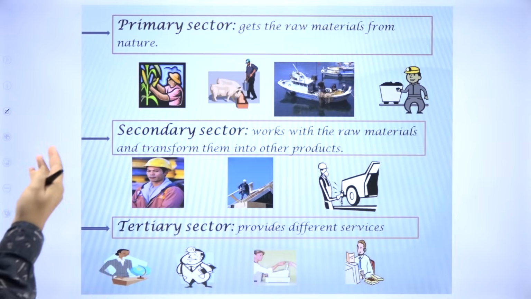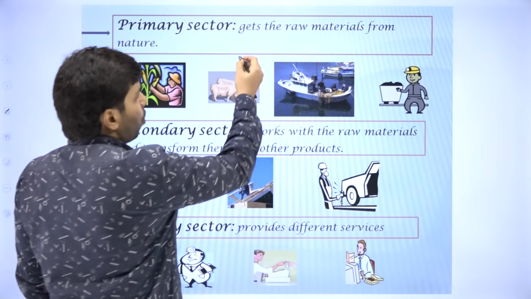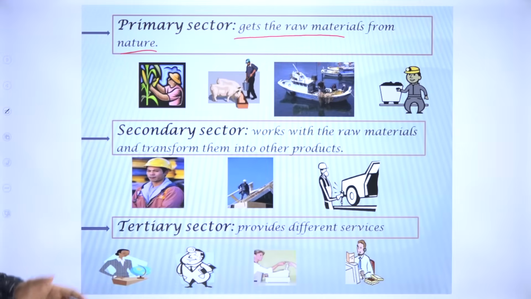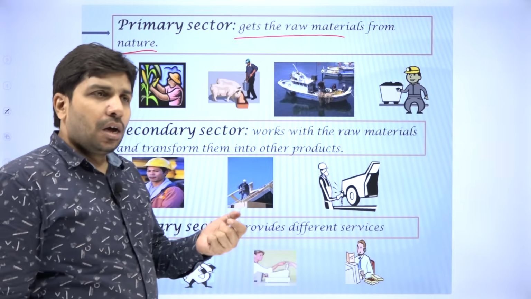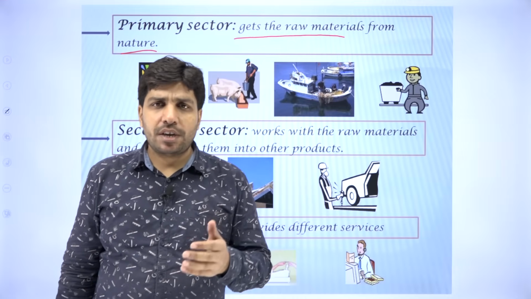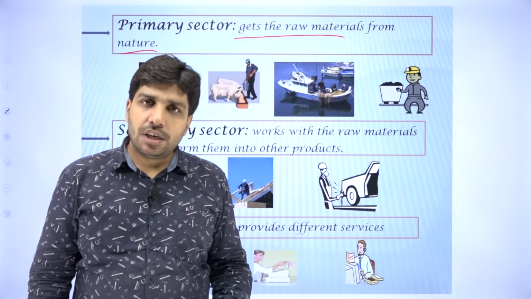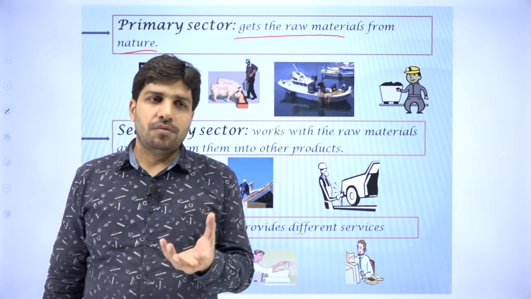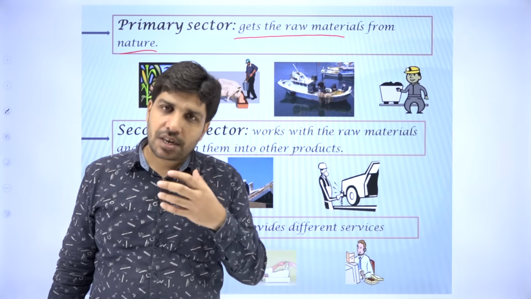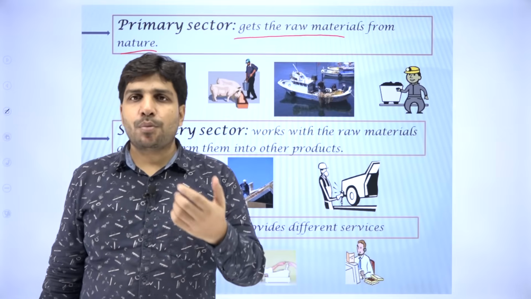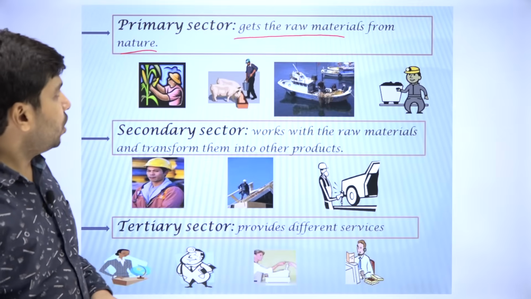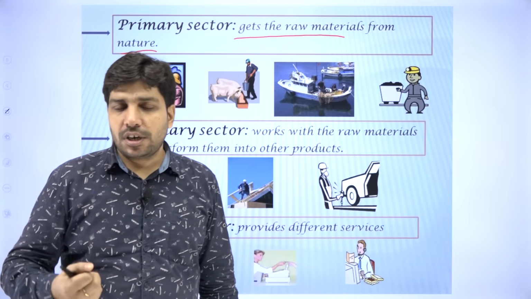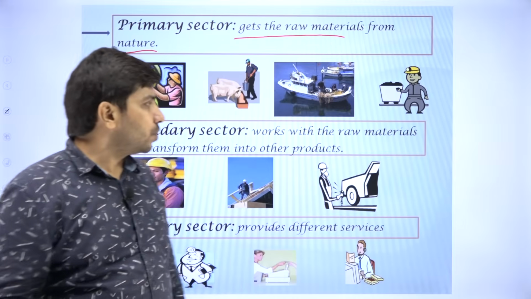Next question. Primary sector, a small definition: it gets the raw materials from nature. For example, agriculture activity is the primary sector. Why so? We are sowing seeds, we are producing wheat, rice. That is a kind of raw material. We cannot have rice or wheat unless we process it into a proper edible food item. So it is called the primary sector. Even extraction of crude oil is also a primary sector because we are extracting natural resources.